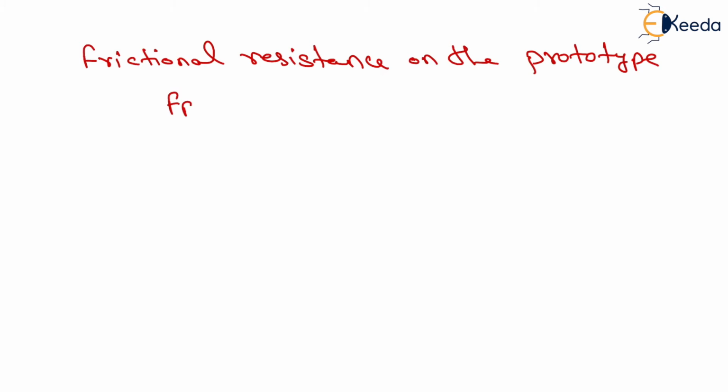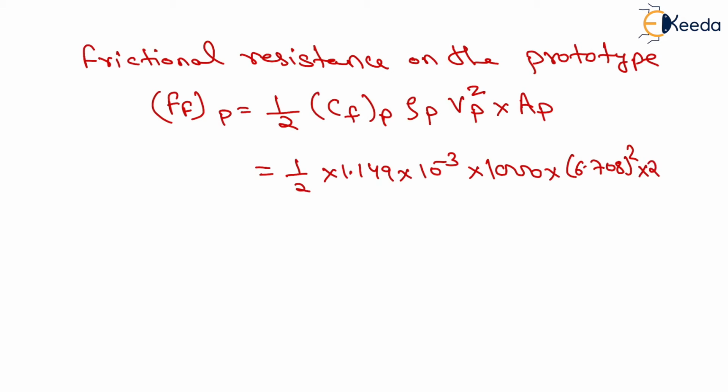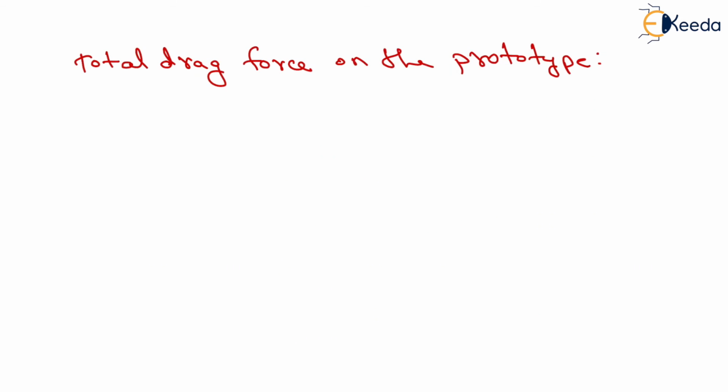Now, frictional resistance on the prototype. Ff for prototype will be equal to half of Cf for prototype, rho of prototype into Vp square for prototype into area of prototype. On putting the value, that is half into 1.149 into 10 to the power minus 3 into 1000 into 6.708 whole square into 2000, on solving this, we will have the value of frictional resistance on the prototype equal to 51701.86 Newton.